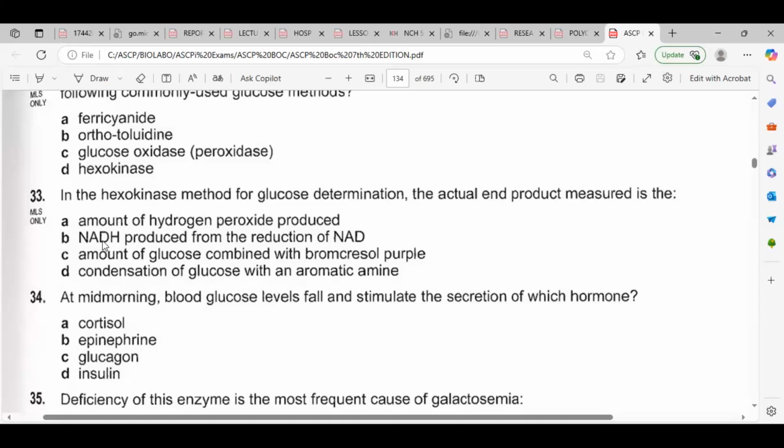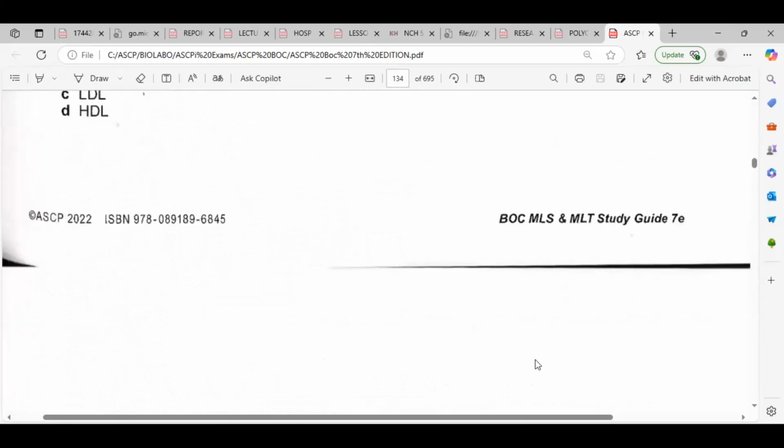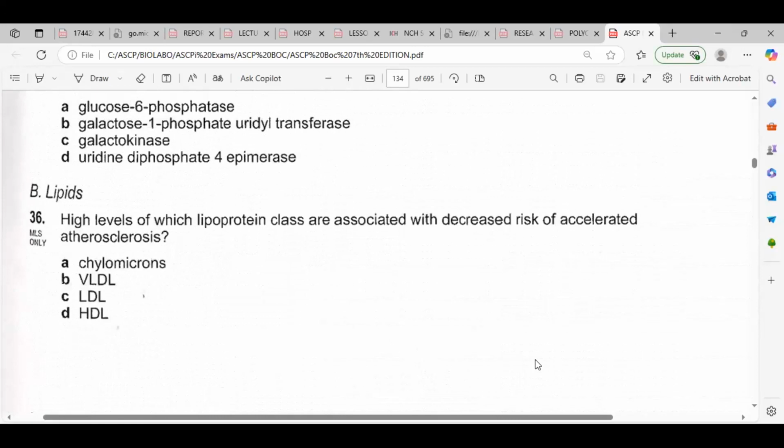So it is NADH, which is produced from the reduction of NAD plus, which is oxidized and reduced into NADH, which is produced from this particular mechanism of the hexokinase method. You remember we also mentioned it. I think everything was mentioned before. So let's jump to lipids and see what you can say about lipids.